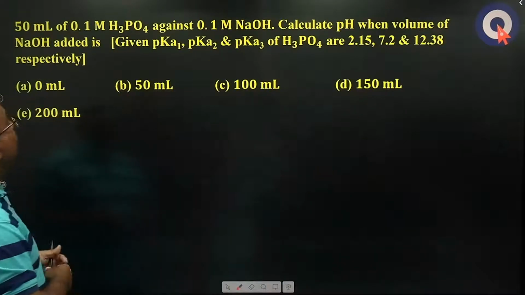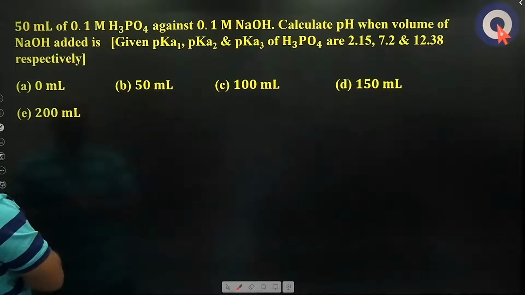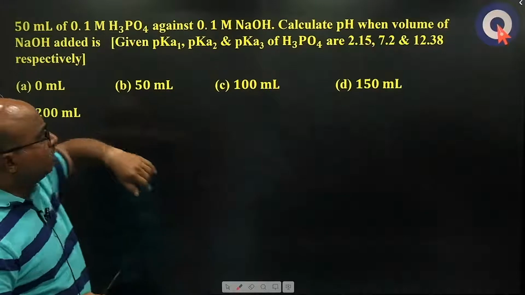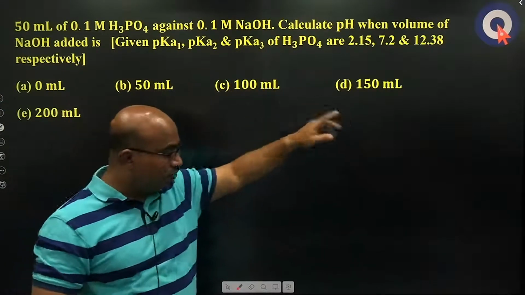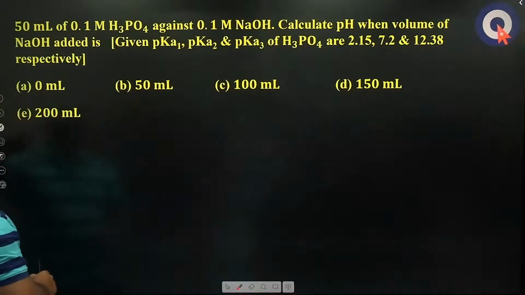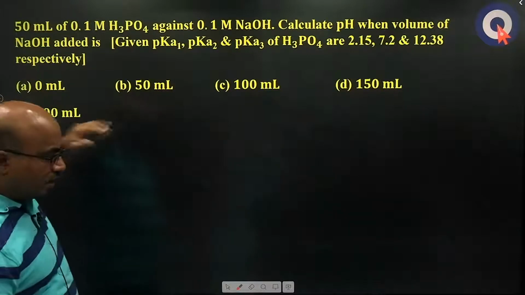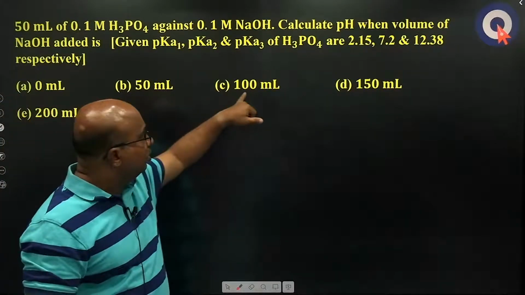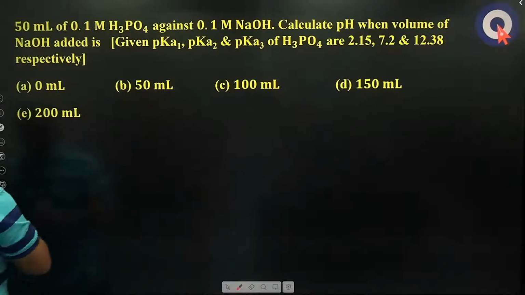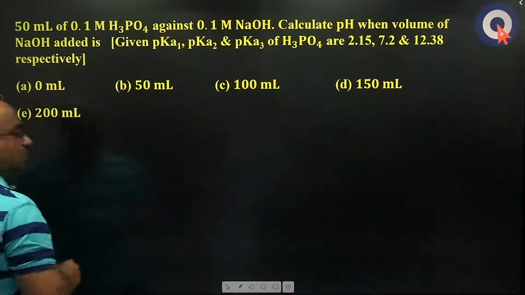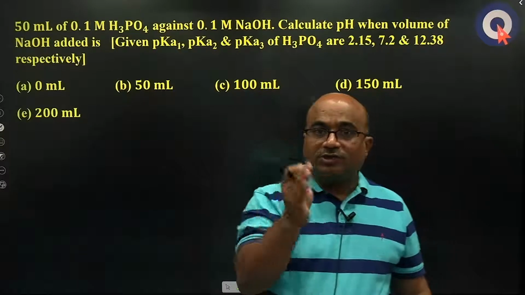Now there is H3PO4 at a particular volume and concentration, which we are trying to neutralize with sodium hydroxide. We added different volumes of sodium hydroxide. Then what is the pH? When we added 0 ml, it means we have not added anything. Then it is 50 ml, then 100 ml, 150 ml, 200 ml. But as we see, H3PO4 is a tribasic acid, which means it dissociates in 3 stages.